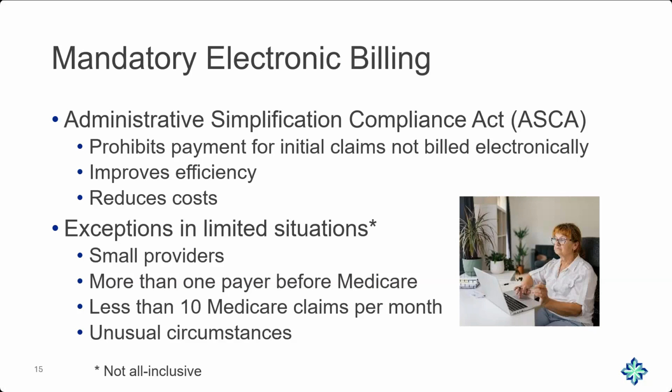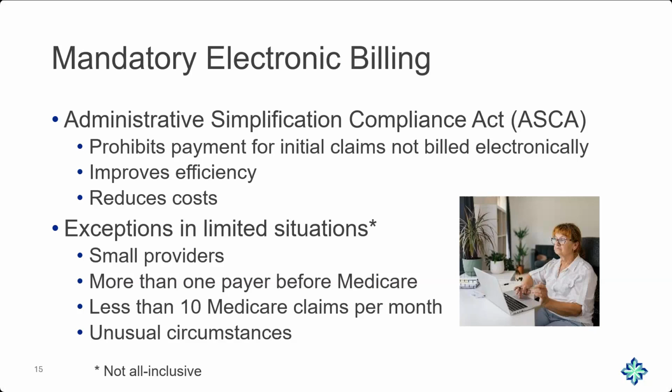So another one's when there's more than one other insurance that pays before Medicare. The system has trouble seeing that Medicare is the third or tertiary payer. So we can't accept those claims on paper in those rare instances. Maybe you just don't have many Medicare patients, or you submit less than 10 Medicare claims per month on average in a calendar year.